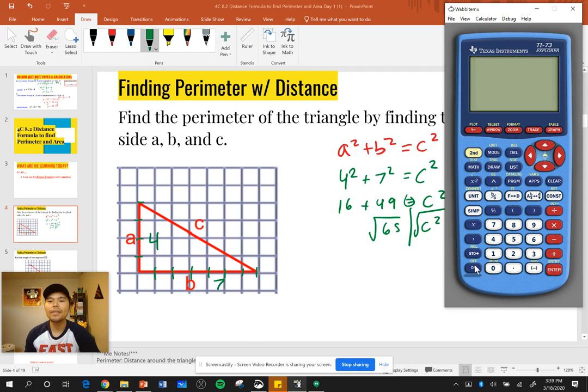I'm going to just straight up use my calculator with this one. I'm going to turn it on. It keeps turning off on me, I don't know why. Let's give it a second to kick on.